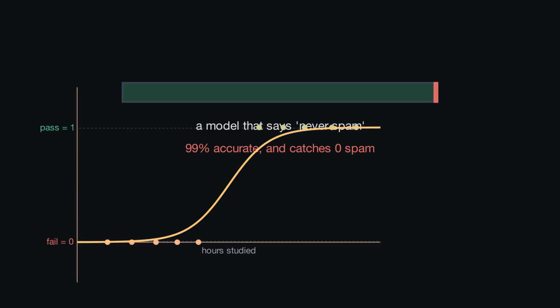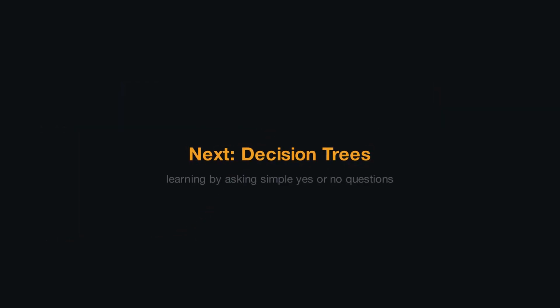So logistic regression keeps the simple line, then adds a sigmoid to turn evidence into probability, and a threshold to turn probability into a decision. It is the honest baseline for every yes or no question. But a line, straight or curved, can only split the world one way. Next, we meet a model that carves it up by asking a series of simple questions. Decision trees.